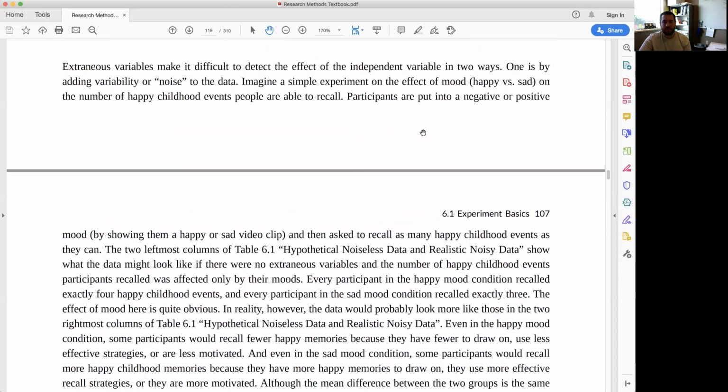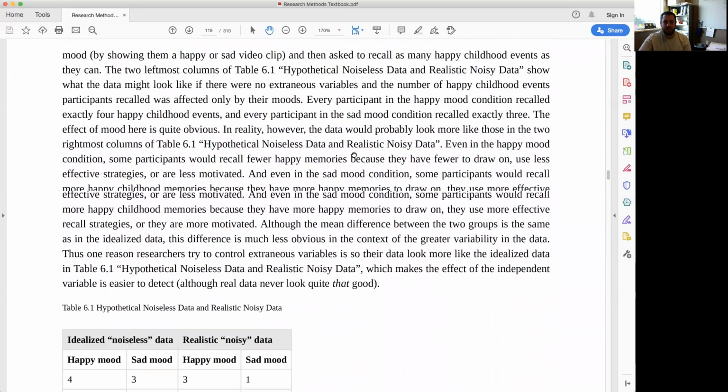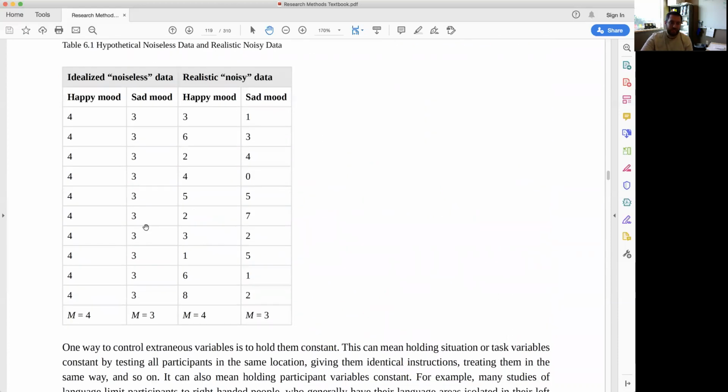Here, this is talking about a fictitious study on effects of mood on the number of happy childhood events people are able to recall. And it's really about this table here. The authors of the text highlight that if you could get a noiseless data set where essentially all your extraneous variables were completely controlled for, here we have people in the happy mood condition were able to remember 4 happy memories. People in the sad mood were only able to remember 3. Cool, and that's the same for every single one of them.